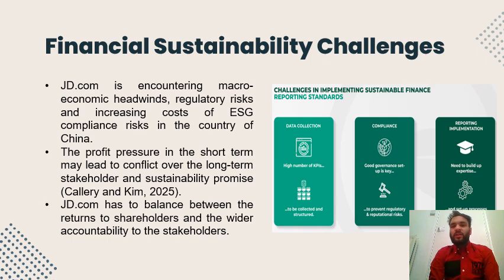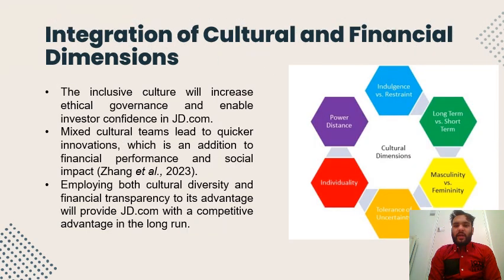The profit pressure in the short term may lead to conflict over long-term stakeholder and sustainability promises, which is data given by Calorie and Kim in 2025. JD.com has to balance between the returns to shareholders and the wider accountability to the stakeholders. The 11th slide represents the integration of cultural and financial dimensions. The inclusive culture will increase ethical governance and enable investor confidence in JD.com.